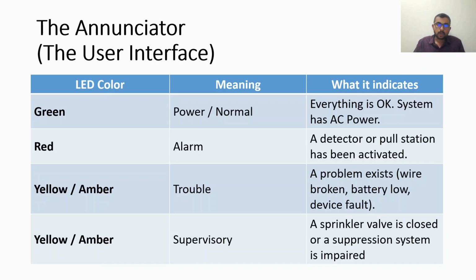Sometimes the yellow LED is also shown for the supervisory signal. For example, in case the fire alarm is interfaced with other systems, like a firefighting system or a fire suppression system, and the sprinkler valve is closed, then the particular LED will glow. Or if the suppression system is impaired, maybe someone must have done something, the supervisory LED will also glow. So these are the common LED indicators available on the panel.